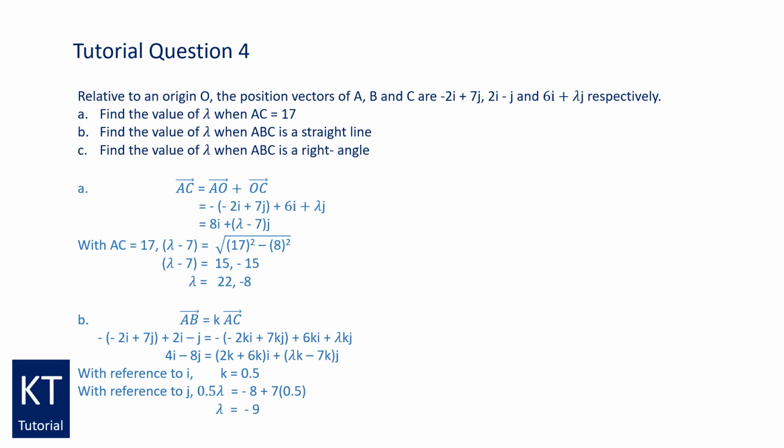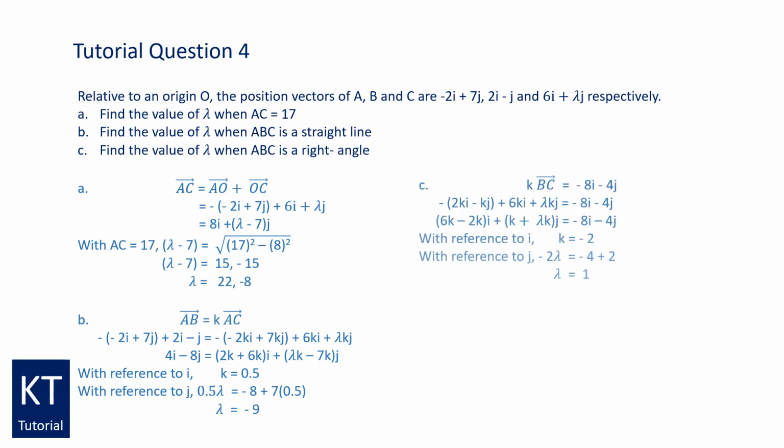Next, find the value of lambda when ABC is a right angle. When ABC is a right angle, k of vector BC will be equal to -8i minus 4j. We will then expand on the equation, and with reference to i, solve for k being equal to -2, and separately with reference to j to solve for lambda being equal to 1.